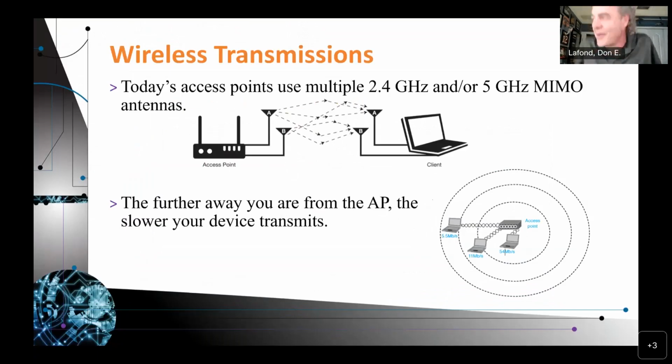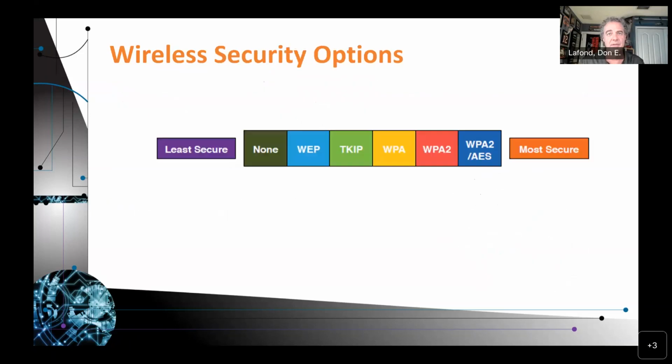So anyways, the further away you are from the access point, the slower your device transmits. And you've seen this with your devices, even in your home. The further away you are from your wireless router, or whatever repeater you might have, the slower your connection is. And that's just because it literally has to transfer further, and you may be competing with other devices as well. So it is something to be aware of.